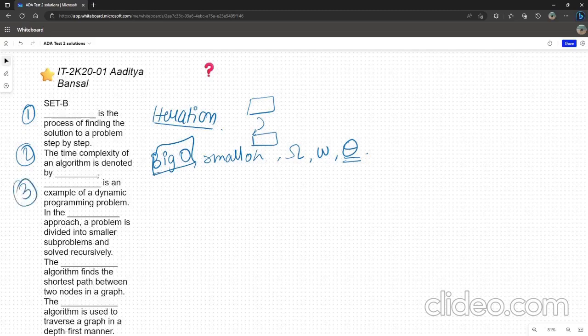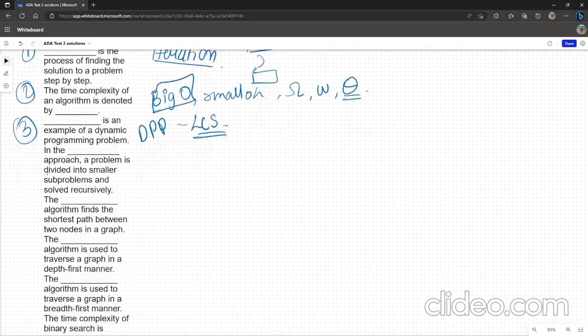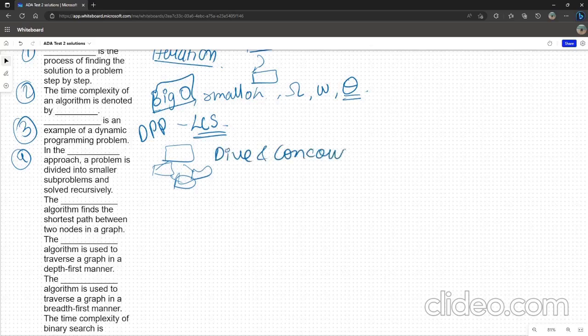Our third question is which is an example of dynamic programming problem. There are many algorithms. One of them is the longest common subsequence problem. So that will be an example of dynamic programming approach. Our fourth question is in which approach a problem is divided into smaller sub-problems and solved recursively. Here it is asking in which we have to divide the problem and then combine to form an overall solution. That will be the divide and conquer approach. Sorry, the spelling is conquer.